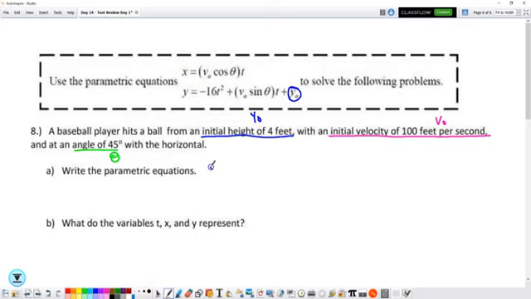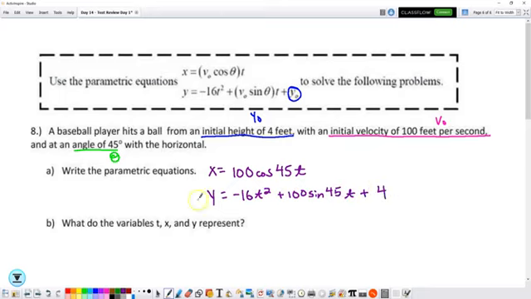X equals the initial velocity, cosine theta, t. Y equals the initial, gravity, plus 100 sine theta, t, plus the initial height. Okay. What do the variables represent?